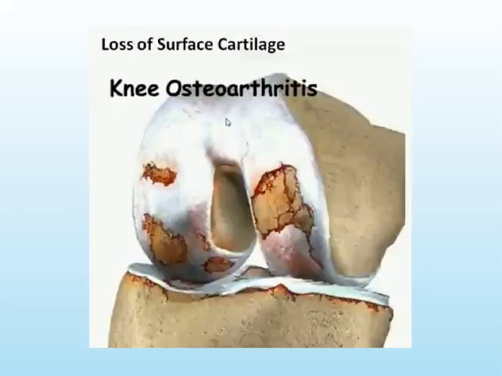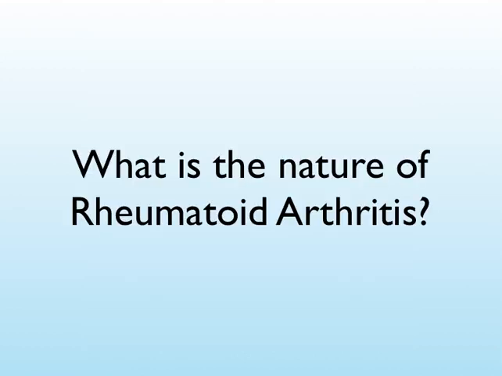I'd like to emphasize the nature of osteoarthritis once again. The basic process is a degeneration of the surface cartilage. In other words, the surface seems to just fall apart, leaving a person trying to use a joint that might be bone rubbing against bone. Now, let's talk about the nature of rheumatoid arthritis, which is a lot different.